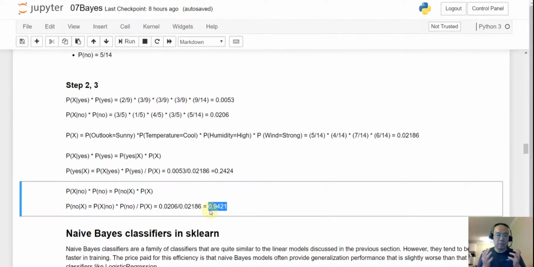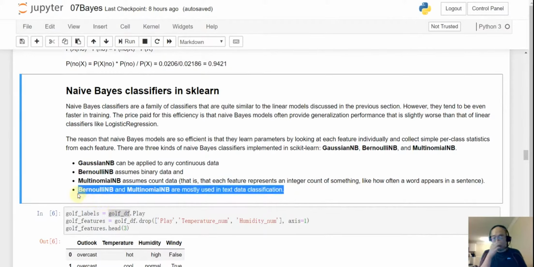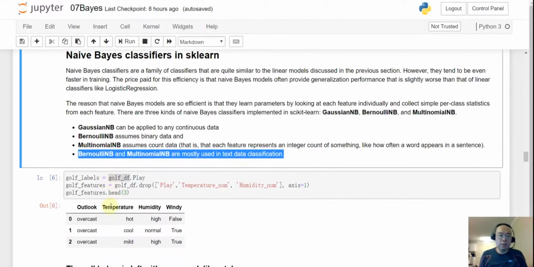Okay, and the next part, well, the naive Bayes in scikit-learn. And of course, as you can guess, in scikit-learn we have naive Bayes, and there are a total of 3 naive Bayes types, and we are going to use Gaussian naive Bayes in this case, and there are also 2 different types. There are Bernoulli naive Bayes and the multinomial naive Bayes. And for those 2 of them, they are mostly used in the text classification. So in this case, we are going to use Gaussian naive Bayes.